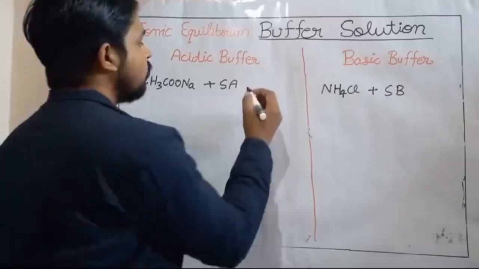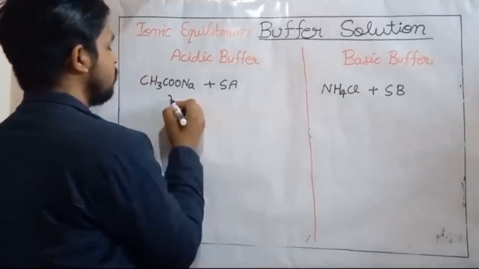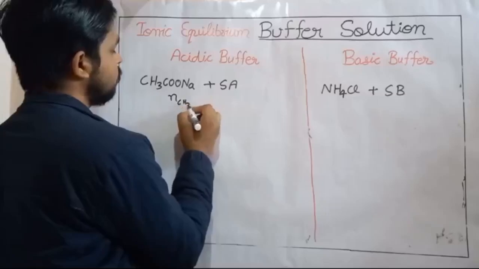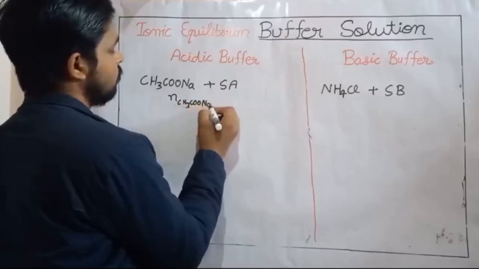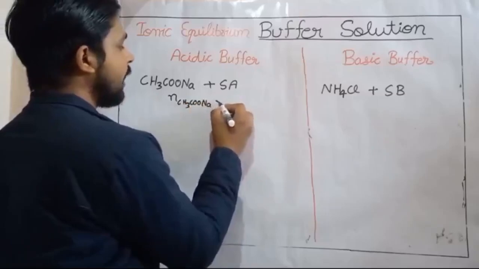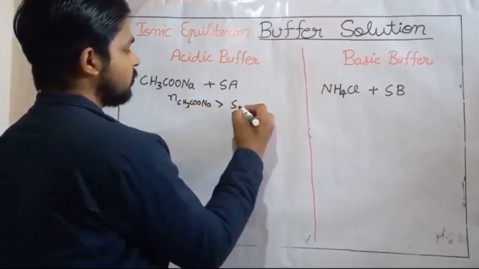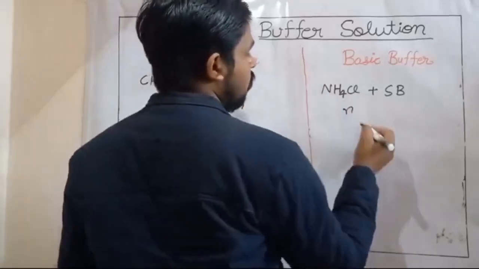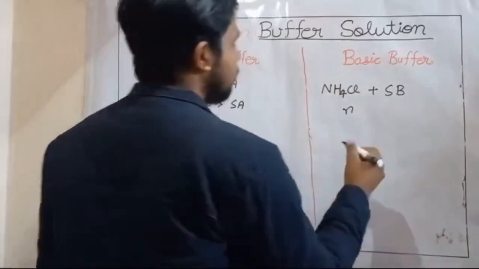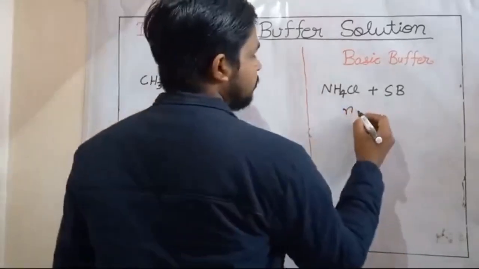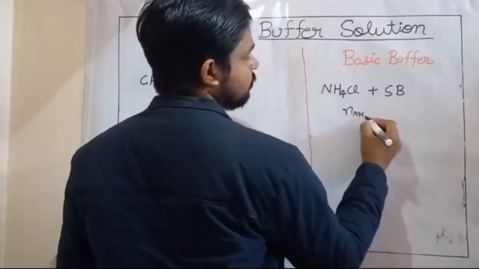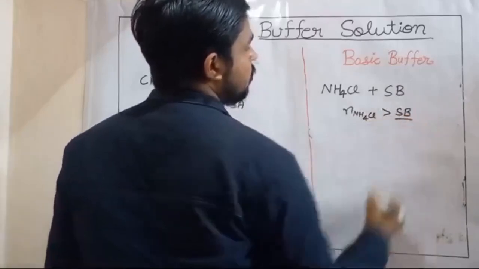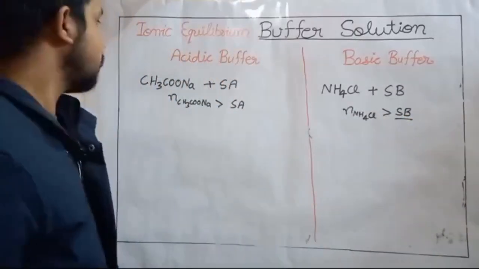If the moles of the weak acid are in excess amount, then the strong base, and the moles of this salt of weak acid with strong base are greater than the strong acid, then the formation of buffer solution takes place.